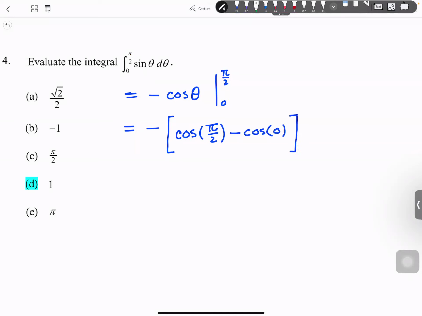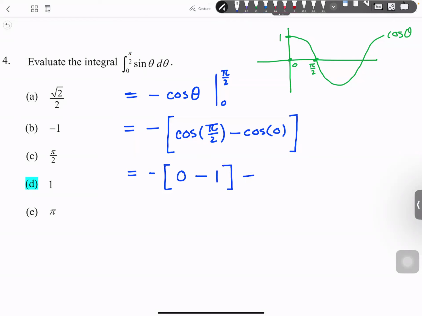And again, in case you forget, the graph of cosine looks like this. That's what the graph of cosine looks like. So at 0, it has a function value of 1. Right here at pi/2, we have a function value of 0. So this will be negative. All right, cosine evaluated at pi/2 is 0, minus cosine evaluated at 0 is 1. So this is simply equal to 1. Answer B.